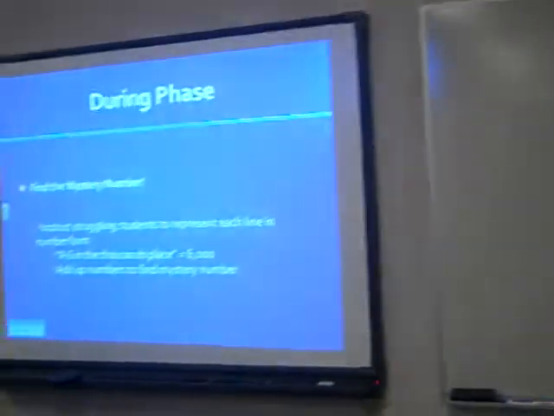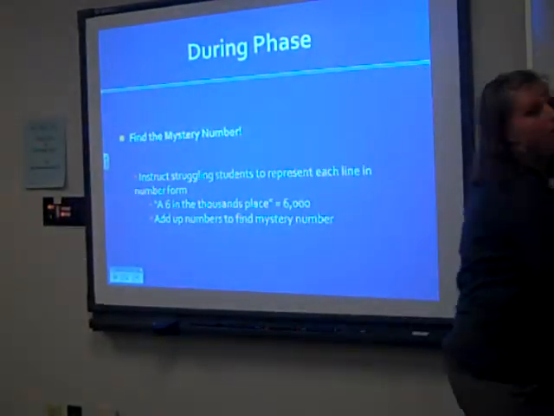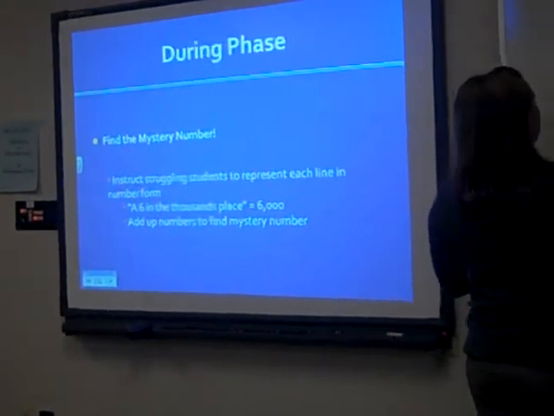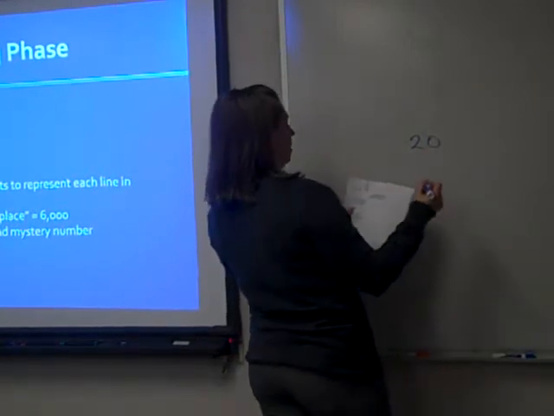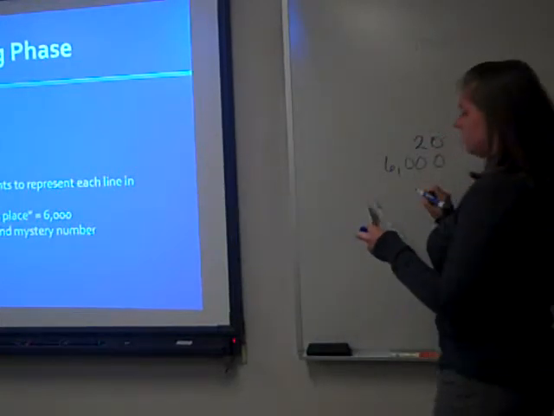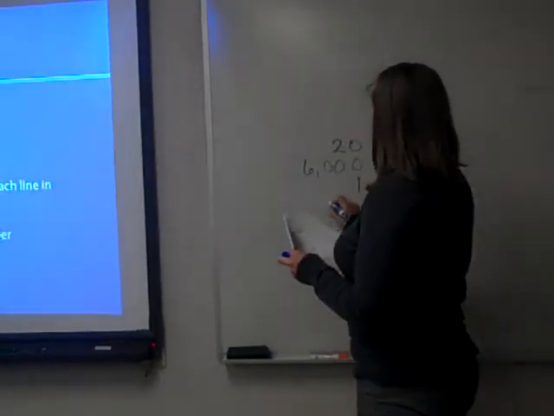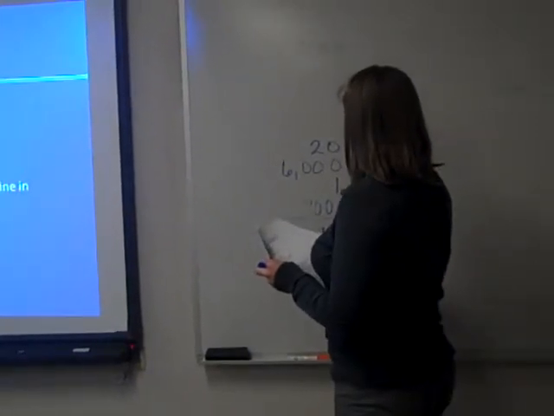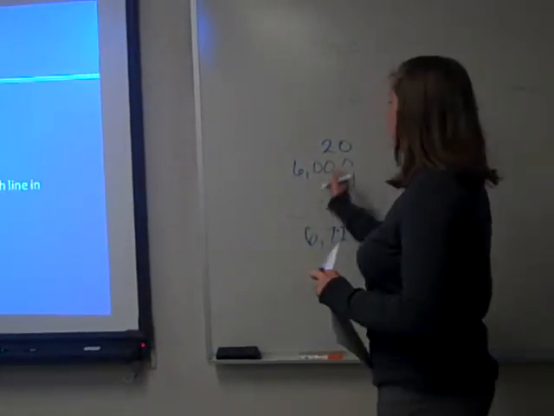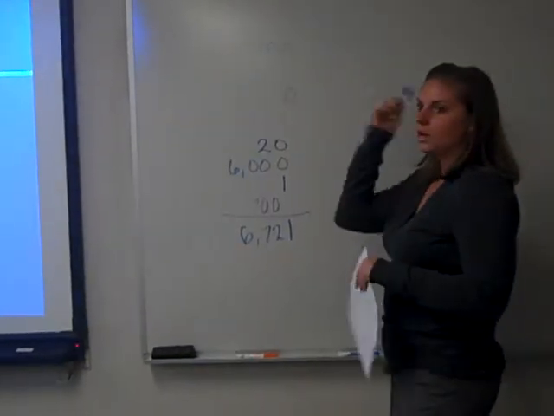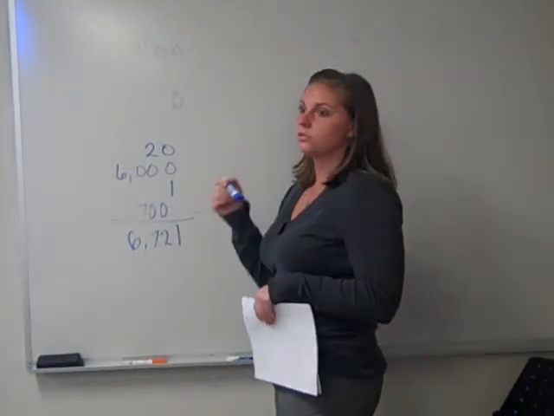And we also want to point out to the struggling students, a good way for them to do it is to represent each number in the place value in the expanded form. So they would see that there's 2 tens, and then there's 6 thousands, sorry, one 1 and 7 hundreds. And then they could add this up to find out what the number is. So it's representing the place value for them. That's a good tool for kids who are having problems being able to visualize it in their heads.